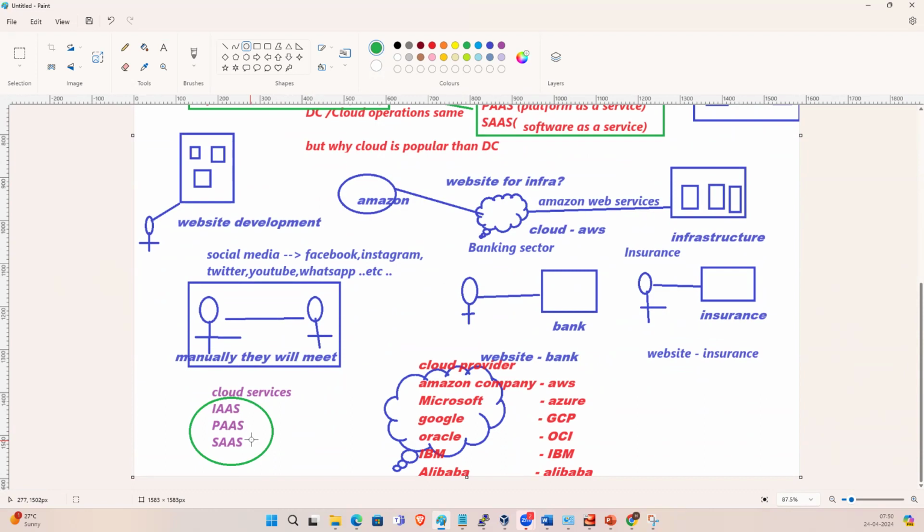Guys, now you understood? So what are the cloud services? What are the cloud providers?